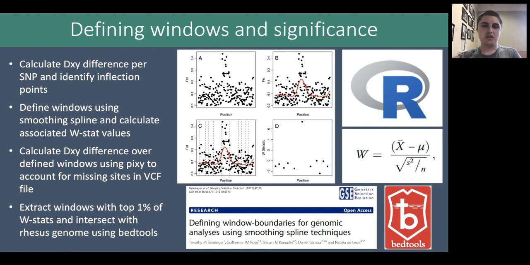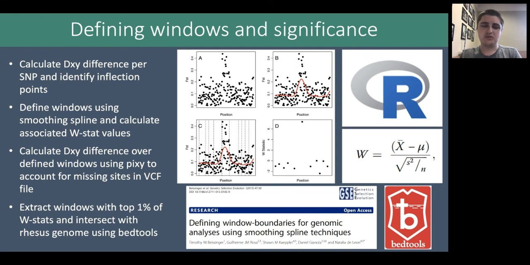So I implemented an R package called GenWin that I've used a figure from the associated paper here that has 4 panels, and I think illustrates how this works pretty effectively. Basically, if you look at panel A, you have some measure of divergence, some statistic like FST or DXY, and you want to calculate the statistic for all SNPs individually.